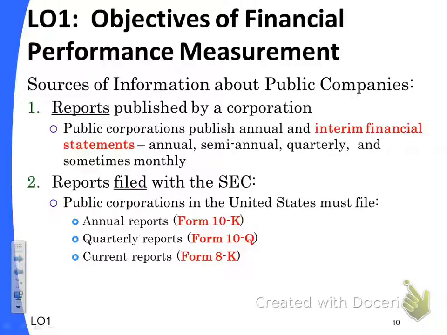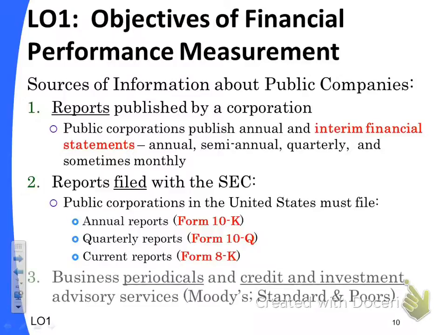Another way is to read the reports that are filed with the SEC. That's a lot of what you guys are doing. Annual reports, as you know, are 10Ks. Quarterly reports are 10Qs. And then the current reports are called Form 8Ks. And then lastly, we can use things like business periodicals and credit investment advisory services.